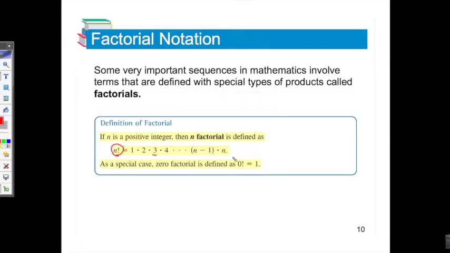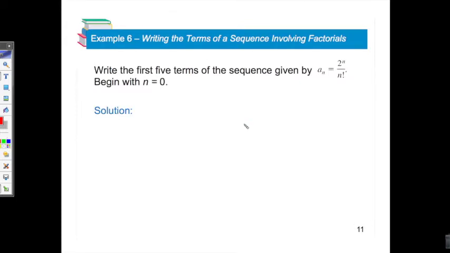And we have our special case where 0 factorial is defined as equaling 1. Yes, it's simply just a special case. It's just something that we need to remember whenever we are trying to evaluate a 0 factorial, which we will do here. We're going to have a different sequence this time, one that involves factorials, and I want to find the first 5 terms of it.